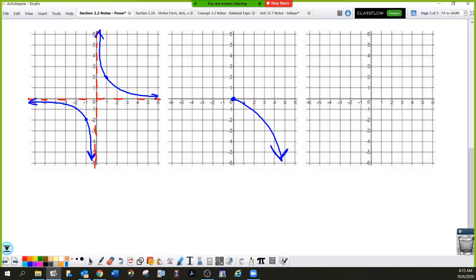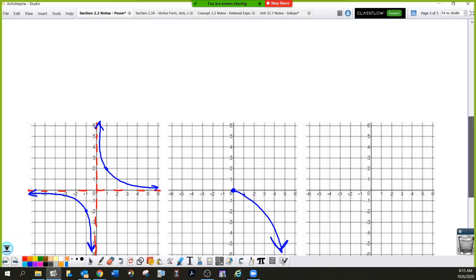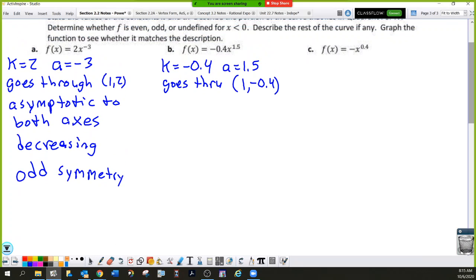And if you were going to describe that, you would just say it's decreasing. It's bounded above too. Yeah, they didn't ask for that, but it's true. They just wanted the description of it, but yes, it is bounded above. But we know it's decreasing. It also goes through 0, 0. So it goes through 1 comma negative 0.4, and it goes through 0, 0, and the reason why is because the exponent was positive. If the exponent was negative, that would not have been the case.